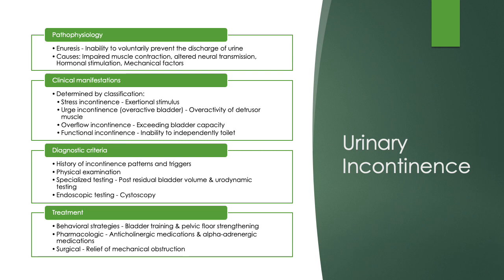And then you can have something called functional incontinence, and this is known as the inability to toilet independently. For your diagnostic criteria, you have to have a history of incontinence patterns and maybe triggers that are associated with those incontinence patterns. You have to have a physical examination, and they normally do specialized testing when it comes to your diagnoses. You may have a bladder scan to see how much urine you're holding in your bladder before decompression with a Foley or in and out catheter, and then they'll look at your post residual bladder volume and see how much you're retaining after that.